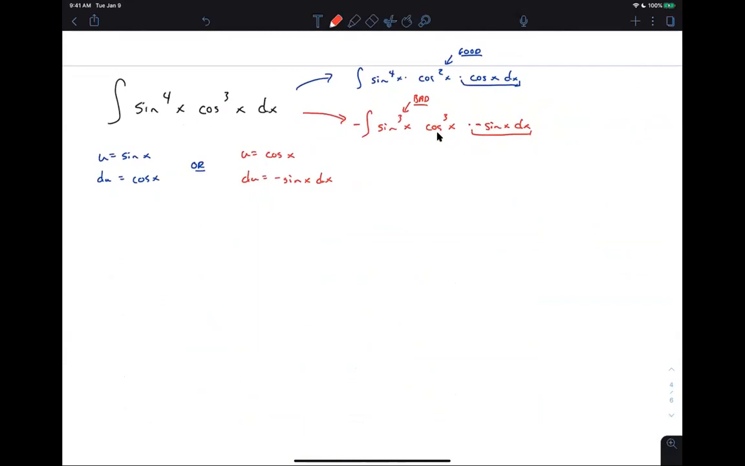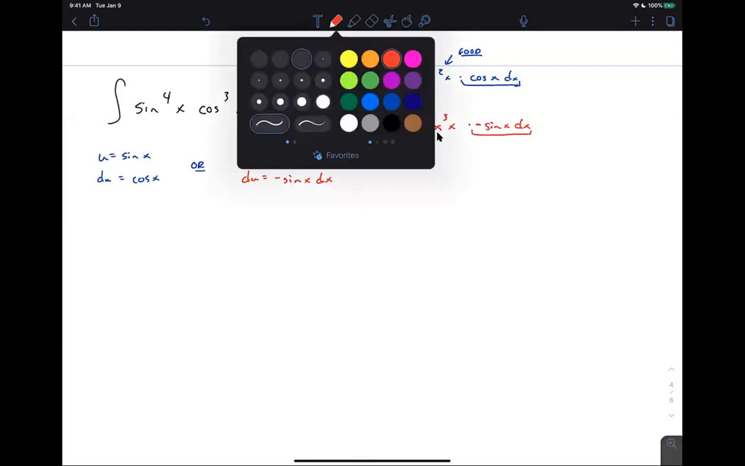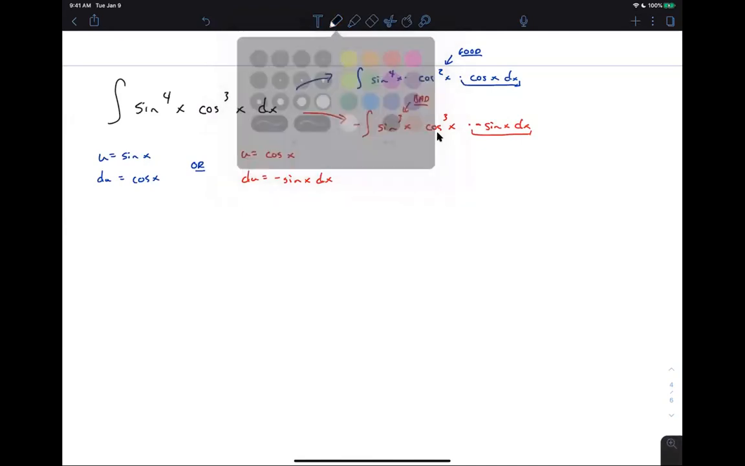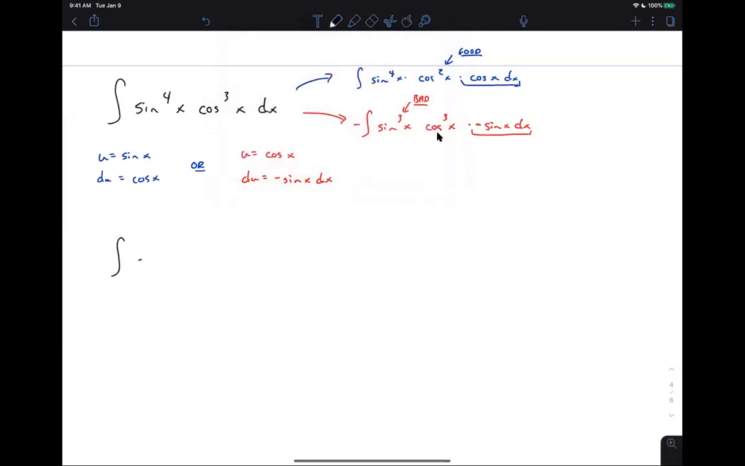So you want to make the u the one with the even exponent? Sort of. The most compact way to say it is that you want to let u equal the one that's not odd. And I know that sounds like what you just said, but I'm sorry, what I just said is not right either. The best rule is if one of them has an odd power, u should be the other one. So here, cosine has an odd power, u should be sine.